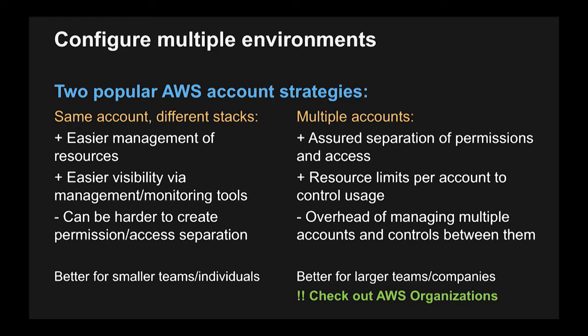So when it comes to thinking about multiple environments, there are two popular, main AWS account strategies that go along with this. The first, which I find is really good for smaller teams, startups, typically development teams of, say, less than 50, is same account, different stacks. So this is basically having SAM pump out different stacks in the same AWS account. And I find that this is easier for the management of those resources by that team. It makes it really easy to visualize and understand anything from a management or monitoring tools perspective.